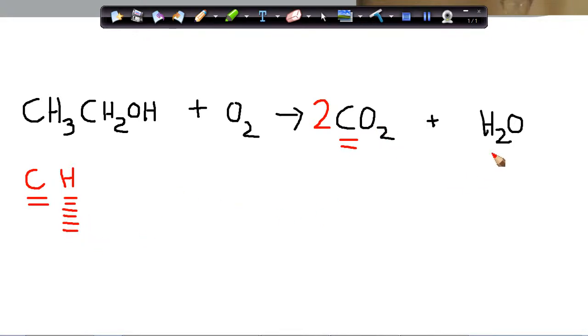Okay, and how many do I have on this side? H2. Okay, alright. So to get 6 out of that, 3 lots of 2 will give me 6 hydrogens. 5, 6. So we've got 6 hydrogens there now. Okay, and over here we've only got the 1 oxygen, but we've got another 2 over here, O2 at this stage, so that's 3.